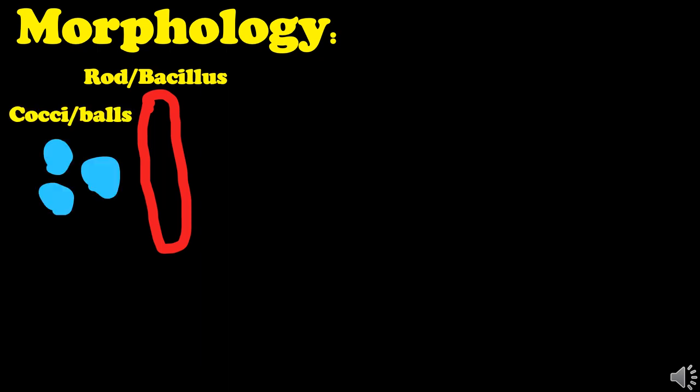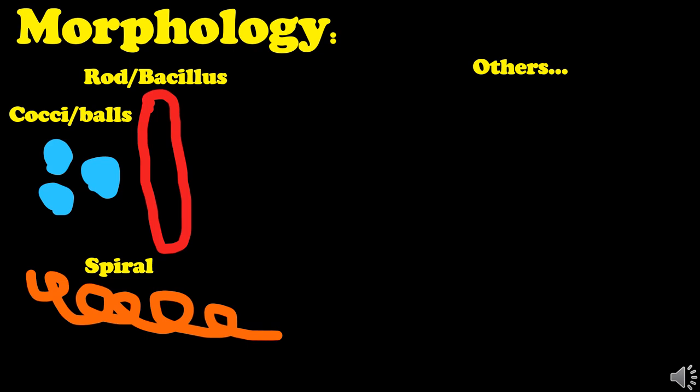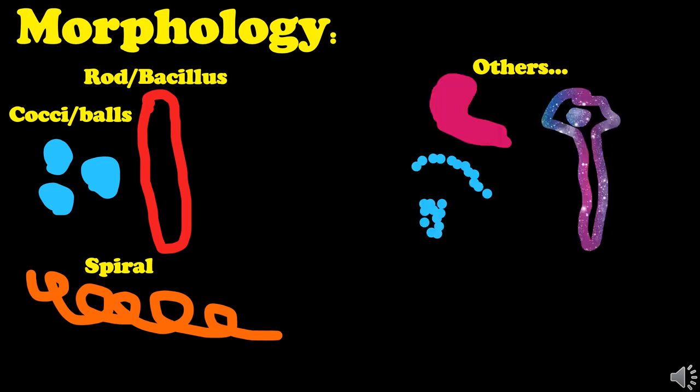General morphology is divided into three. The first is rod or bacillus, the second is cocci or balls, and the third one is spiral. There are subcategories and mixtures of these, like streptococci, staphylococci, if you've ever heard of MRSA, Vibrio, blastophore, as well as others. But morphology is not only used in identification, but also for naming.